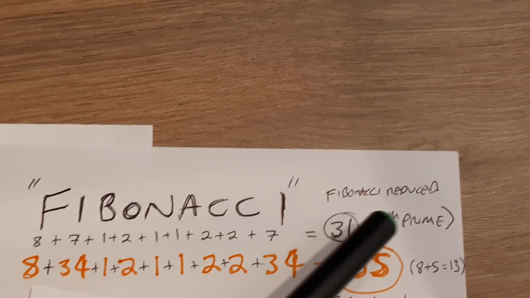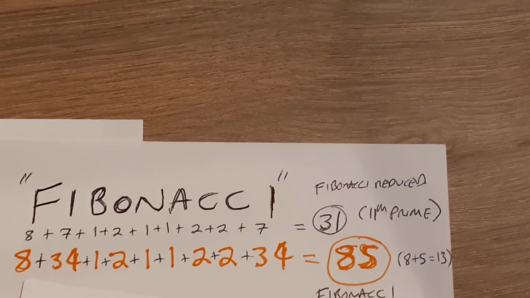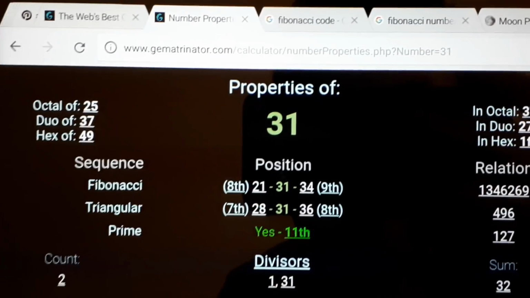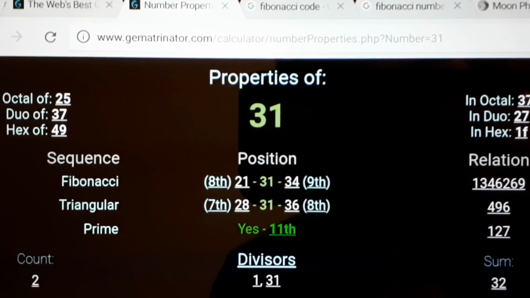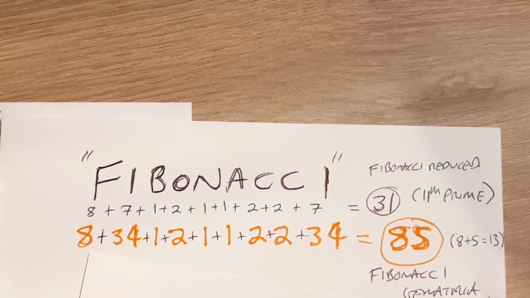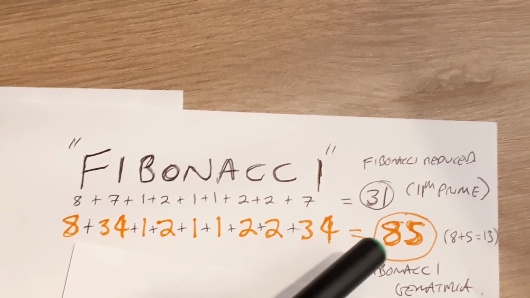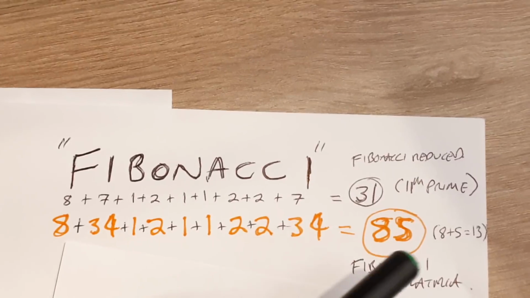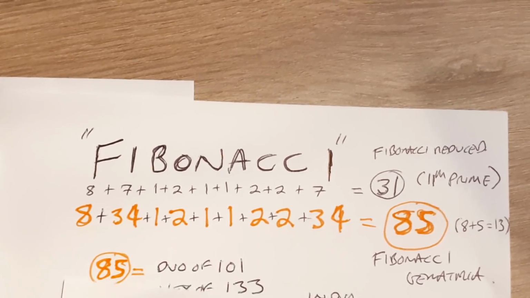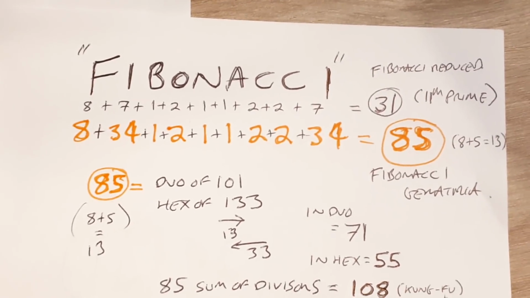The reverse: 31 is the 11th prime. Show you that. Okay, so that's 31, the 11th prime. 31 is Fibonacci, reduced Fibonacci. 85 in ordinal Fibonacci gematria, 85 as well has got a lot of properties. Just show some of these.